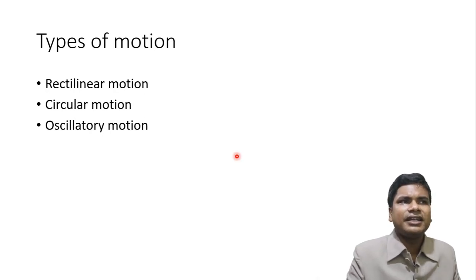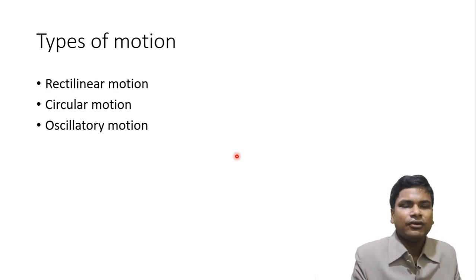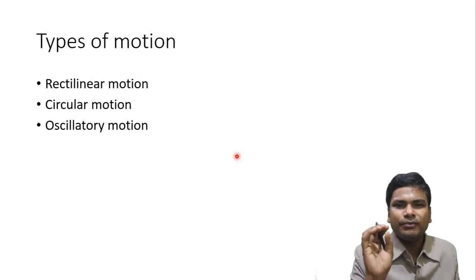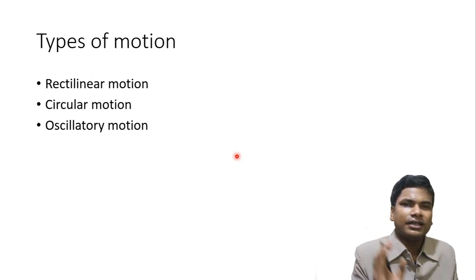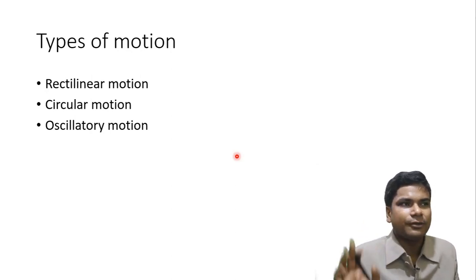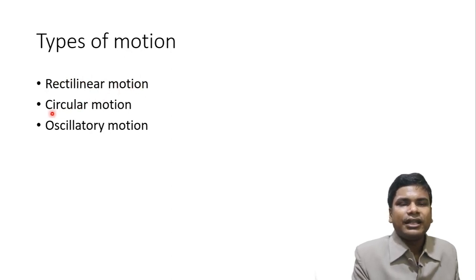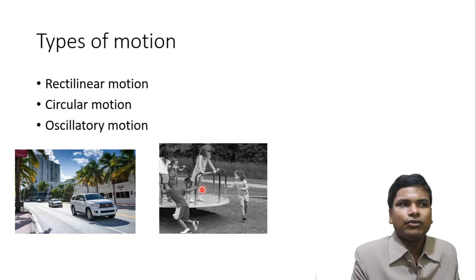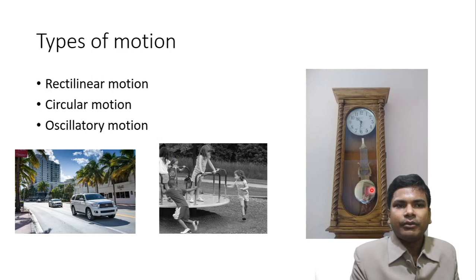Now let me discuss types of motion. Generally, when the type of motion is concerned, we can classify the motion broadly in three different ways. There can be other types of motions also, but we can classify them in broadly three different ways. Number one is rectilinear motion, then circular motion, and then oscillatory motion. So if a car is moving on a straight road, it's a rectilinear motion. If there is a merry-go-round, it will be an example of circular motion. And suppose it's a pendulum, the pendulum is moving, it's the concept of oscillatory motion. So these are the broad classification of different types of motion.